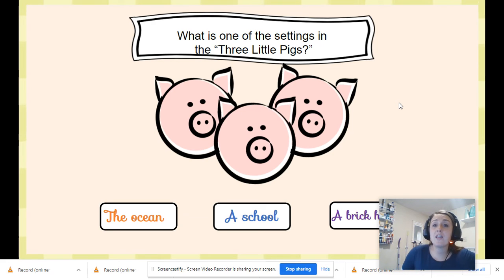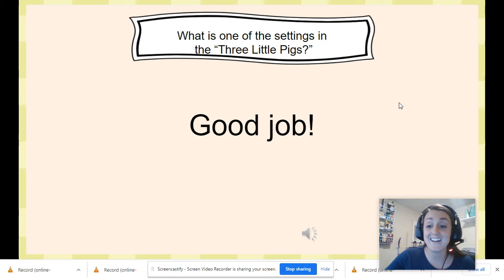And now I want you to think of the setting of the three little pigs here. So if you think about the background that they're showing, the illustrations, there are a few different settings, but one of these settings should stand out to you. So the ocean, pigs can't swim, right? So we know the setting can't be in the ocean. A school. Well, if it's fictional, pigs probably could be in a school, but I don't remember them being in a school. I remember them being in a brick house. That big bad wolf is trying to blow down that brick house.